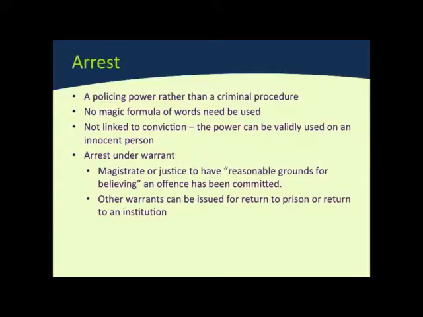Now, when police arrest somebody, there is no magic formula of words that they need to use. And in fact, they don't even need to use physical force. They don't need to be touching a person even to arrest that person. As soon as the police officer makes it clear to a person that they are no longer at liberty, that they may no longer simply walk away and leave the conversation, the police have arrested that person.